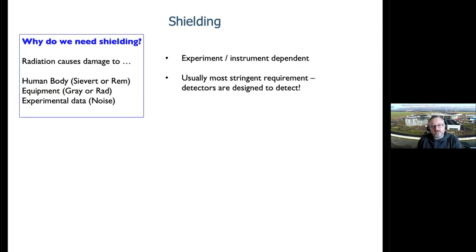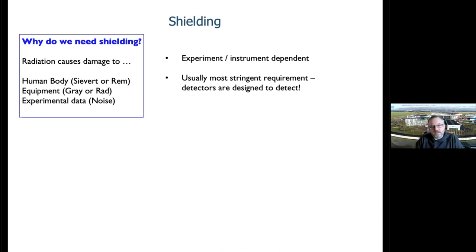And so this actually turns out to be usually the most stringent requirement on shielding. Because our detectors are so sensitive for detecting neutrons, this is usually about 100 times more stringent a requirement on the shielding than the safety component, in terms of neutrons anyway, and sometimes in terms of the gamma radiation, although we can mostly discriminate that on the detectors.